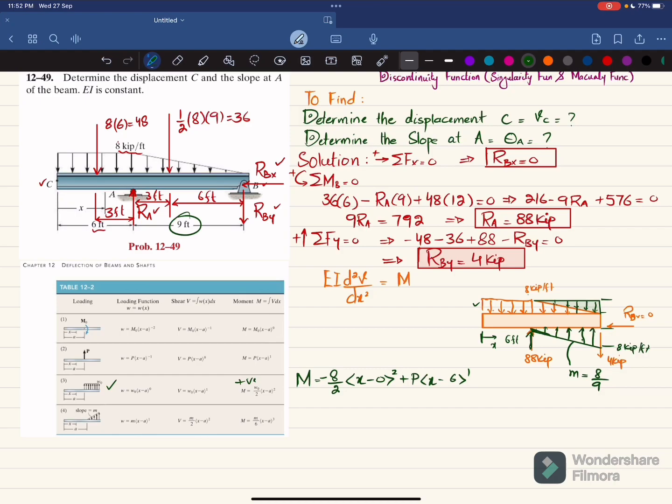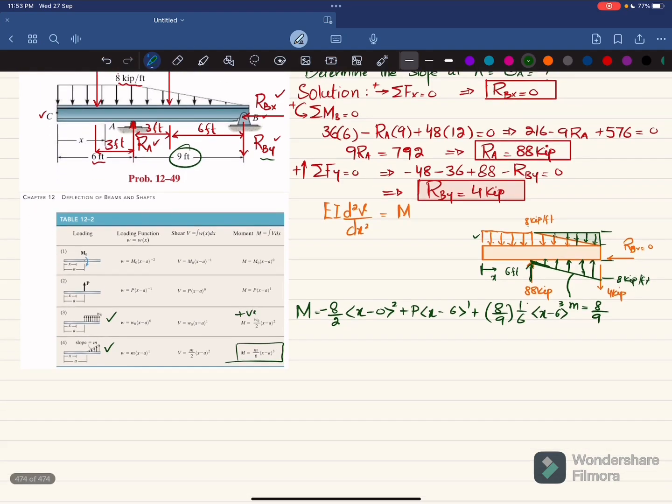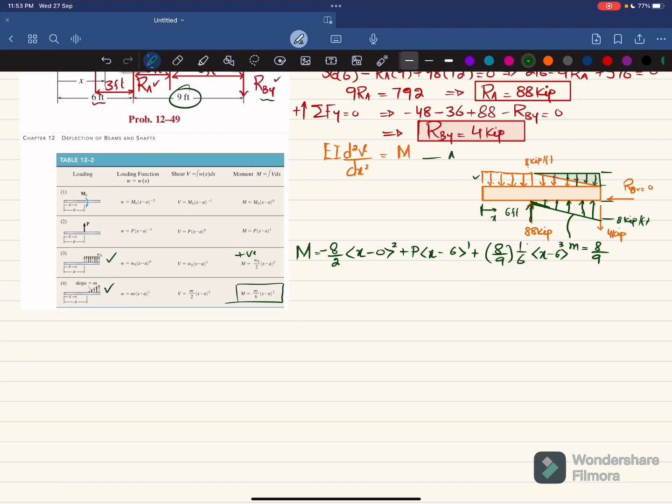And this load is upward, and here the load is also upward, so it will be plus, you can see, m by 6. So m is 8 by 9 into 1 by 6, which is m by 6 into x minus a. A is 6, so x minus 6 power 3. And we will neglect the last load, RBY. Okay, so this is the function. Let this be equation number A.